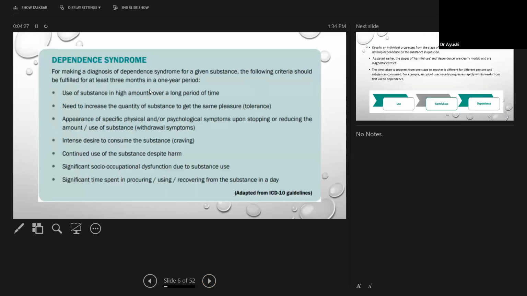We call it a dependence syndrome when the following criteria are fulfilled for at least 3 months in a 1 year period. First is use of the substance in high amounts over a long period of time. Second is the need to increase the quantity of the substance to get the same pleasure, that is tolerance. Then appearance of specific physical or psychological symptoms upon stopping or reducing the use of the substance, that is withdrawal symptoms. Then intense desire to consume the substance, that is craving. Continued use of the substance despite the harm. Significant socio-occupational dysfunction due to substance use. And significant time spent in a day procuring, using, and recovering from the substance.